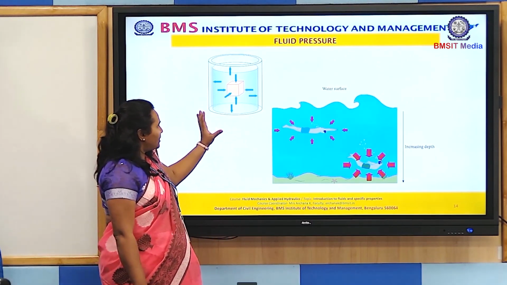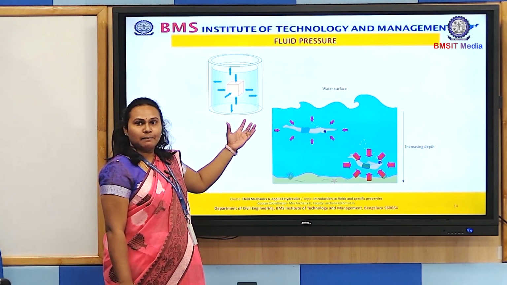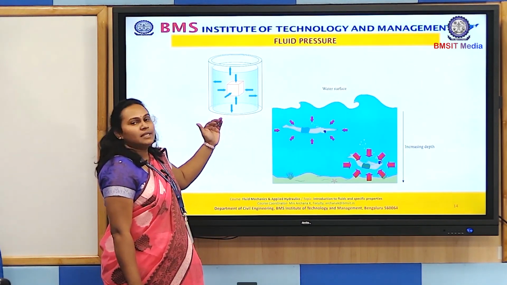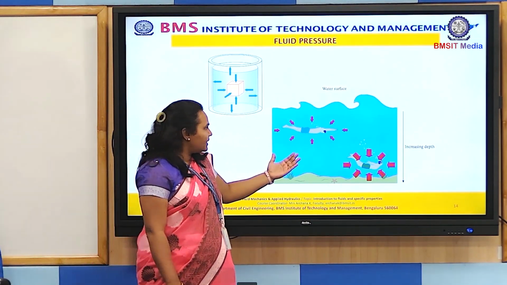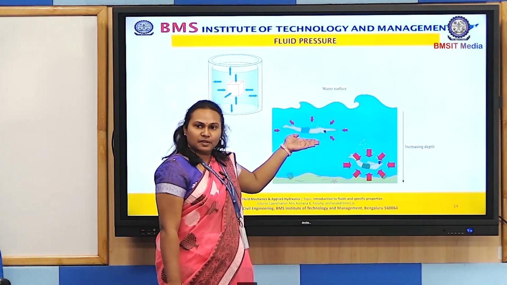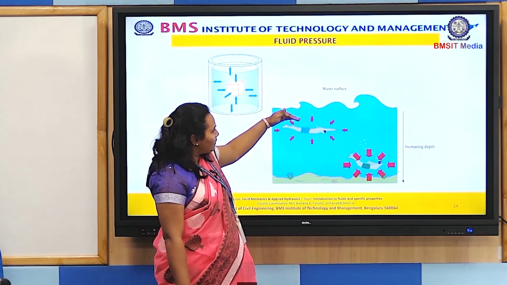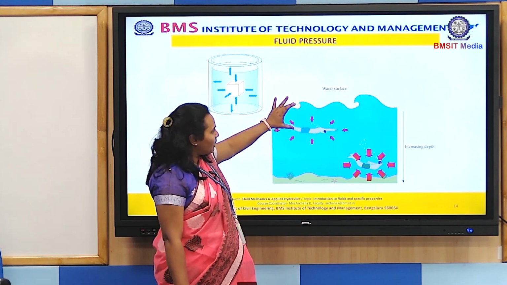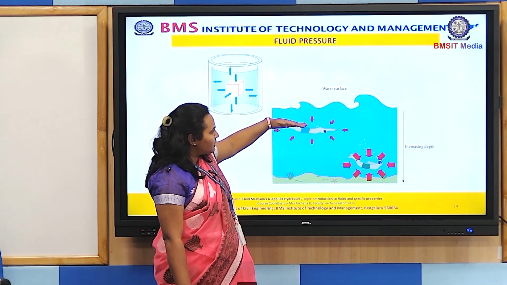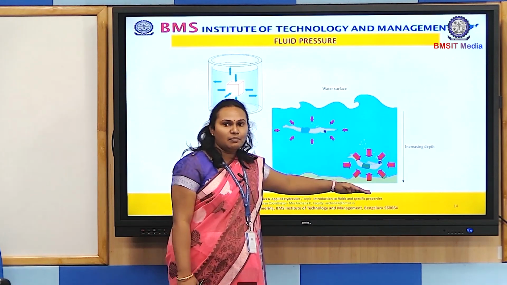So, fluid pressure is the pressure exerted by any fluid, and usually it is equal in all directions. As you can see here, if you are swimming at a little higher depth, the amount of fluid above you will be lesser. So this is a low pressure zone, and this is a high pressure zone.